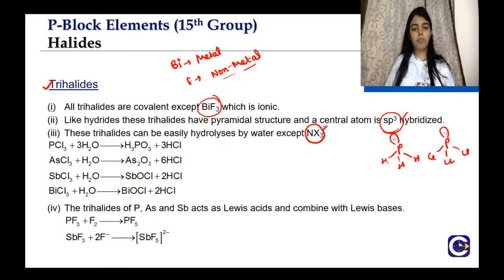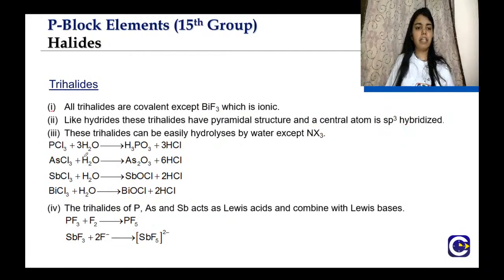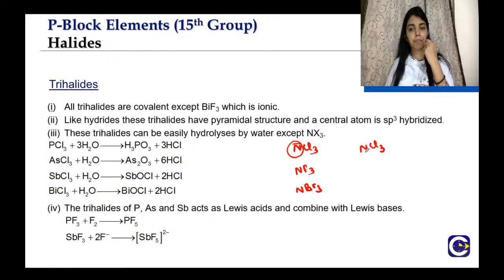Now this is very important, right? If you take, let us say, PCl3, AsCl3, SbCl3, BiCl3, they can be hydrolyzed, but why can NCl3 or NF3 or basically NBr3 not be hydrolyzed? This is due to the non-availability of the d orbital. What is the basis of hydrolysis? Basically what happens here is, when hydrolysis takes place, for example amongst nitrogen and chlorine, which is the most electronegative one.